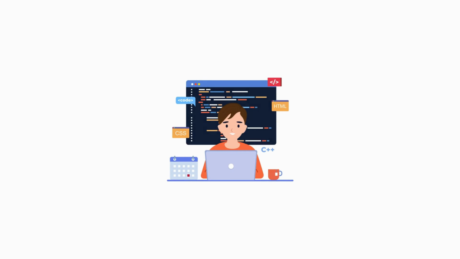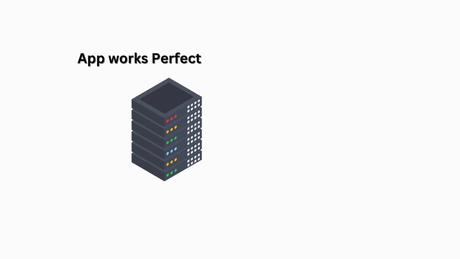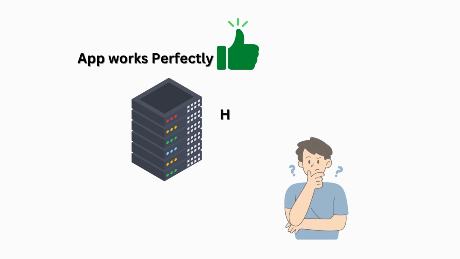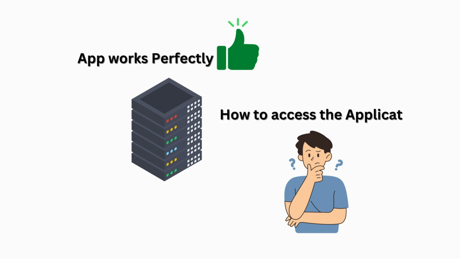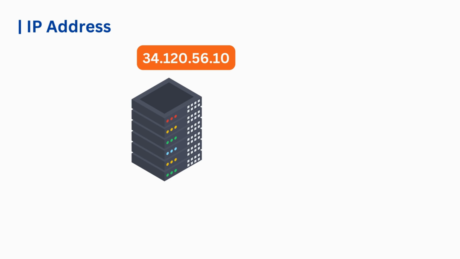Imagine we build an application and run it on a server. The application is working perfectly. Now comes the real problem: how will customers access this application? The application is running on a server, and that server has an address on the internet. This address is called an IP address.